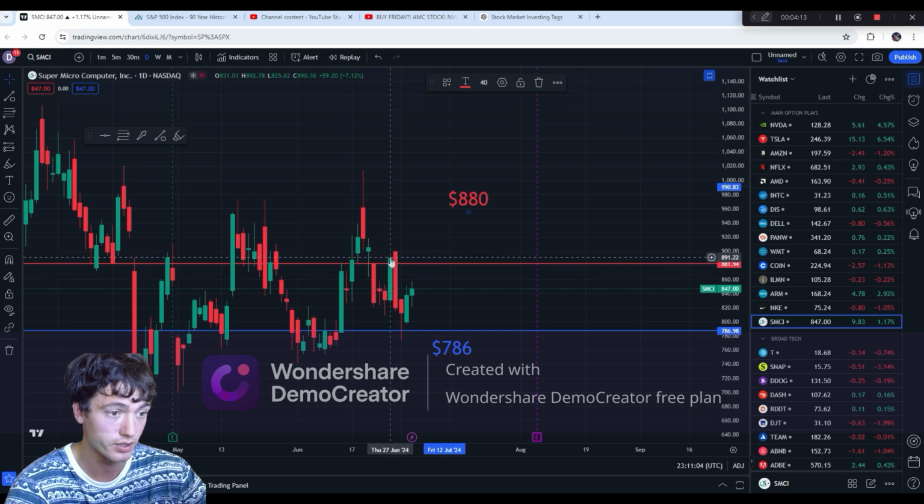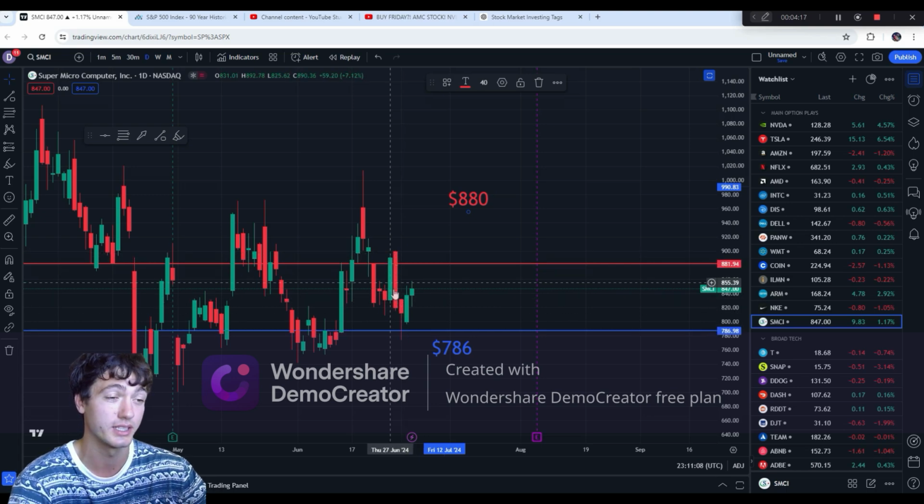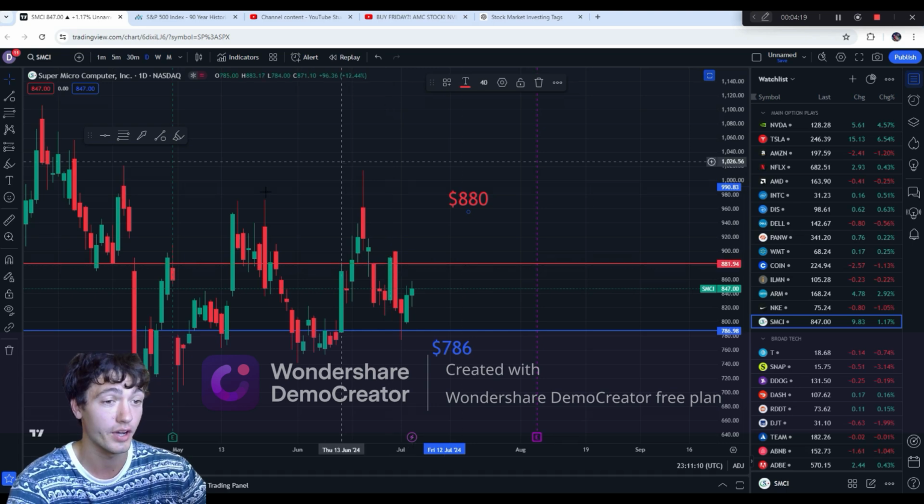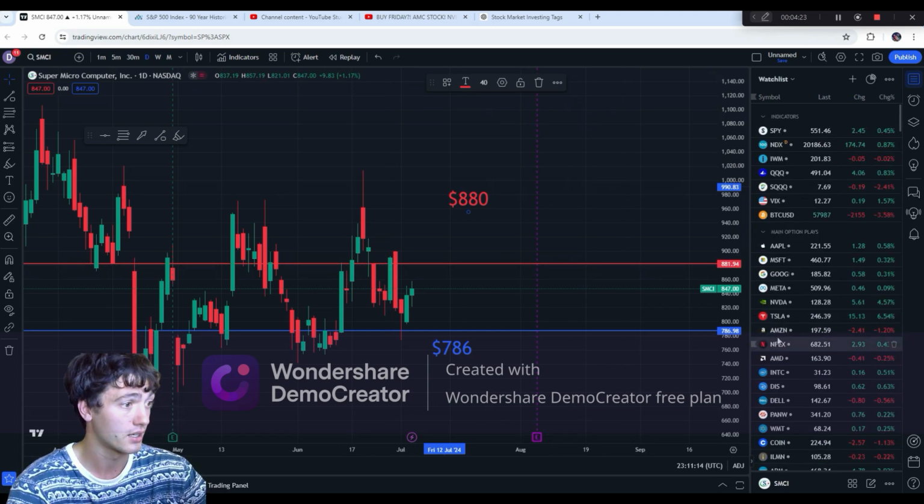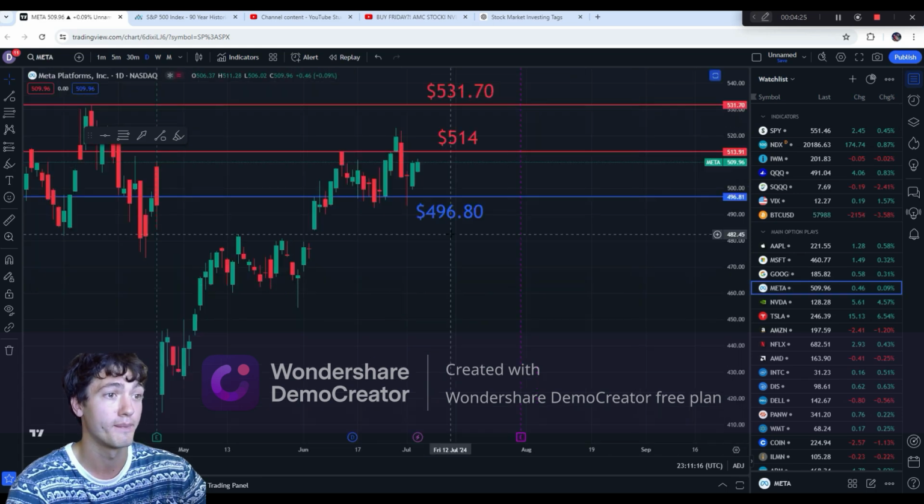You see how it went up on Thursday, hit that resistance, and immediately came right back down to our support because it didn't want to break it. So that's how I'm finding support and resistance on a stock like SMCI. Now let's go to a stock like Meta.